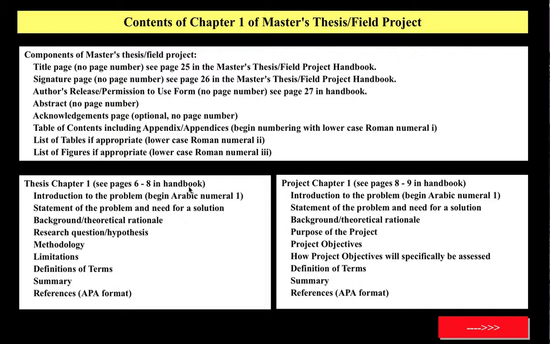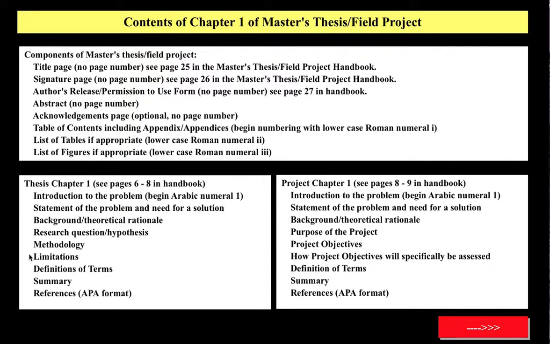It outlines exactly what you should be doing, and it gives you all of these different subdivisions. You'll have an introduction section. You'll have a statement of a problem and need. You'll have a background and theoretical rationale. You'll have a section for your research question or hypothesis. You'll have a section on methodology.